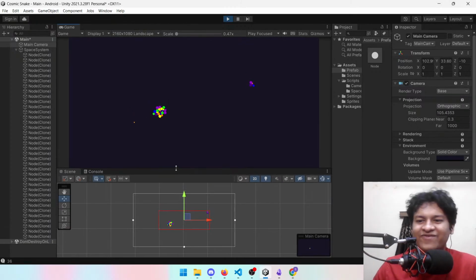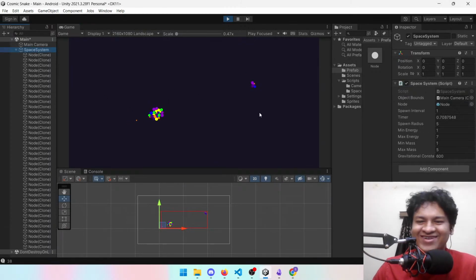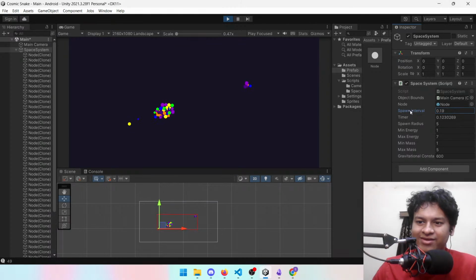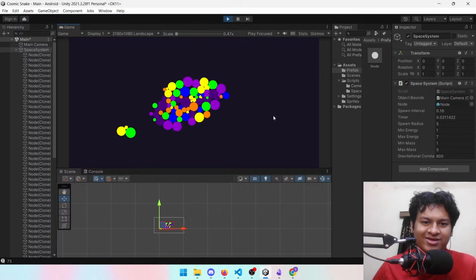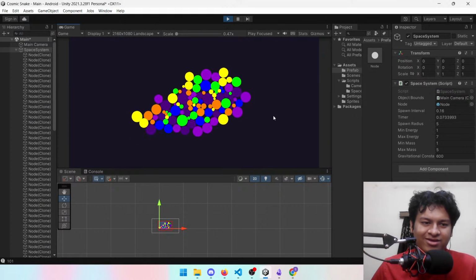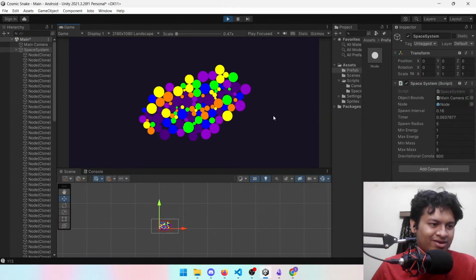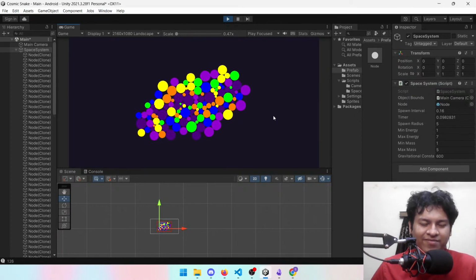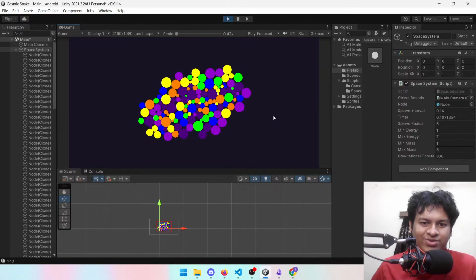The spawn rate is very low. Let's increase the spawn rate. Let's see what happens. That's insane. Yeah, right? That's what I think too.